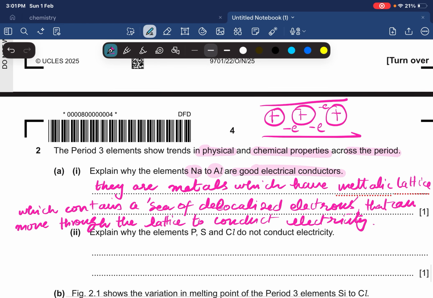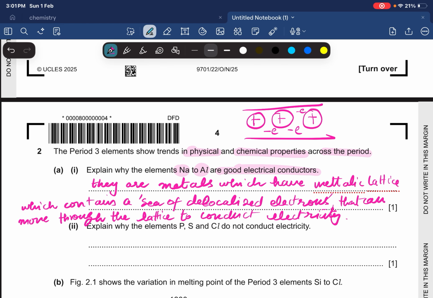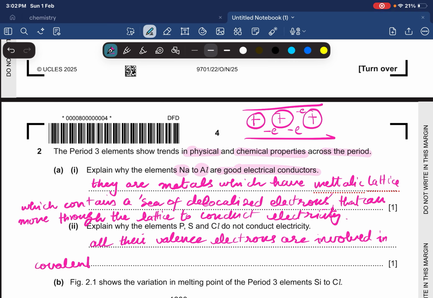Explain why elements P, S, and Cl do not conduct electricity. Because all their valence electrons are involved in covalent bonding. So there are no free delocalized electrons.